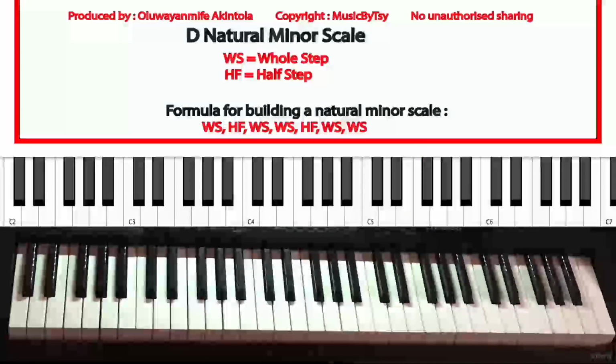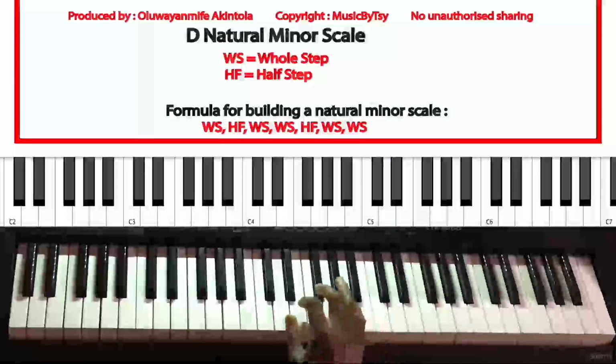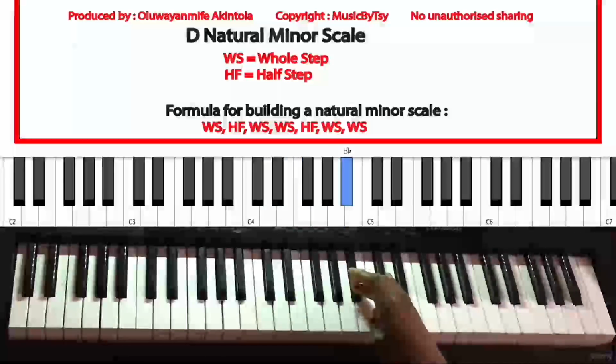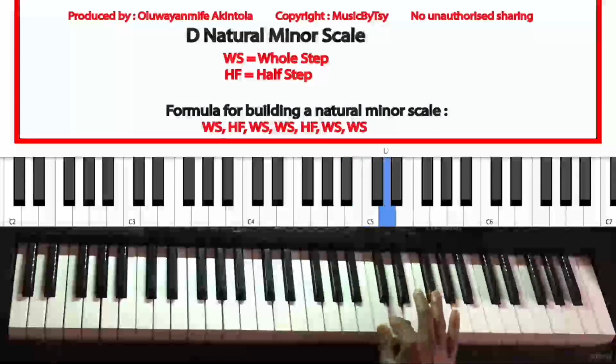Now, in order to play the D natural minor scale, since the D natural minor scale is related to the F major scale, all we have to do is to play the F major scale starting from the key of D and finishing at the key of D. So yeah, let's do that. See that? So that is the D natural minor scale.